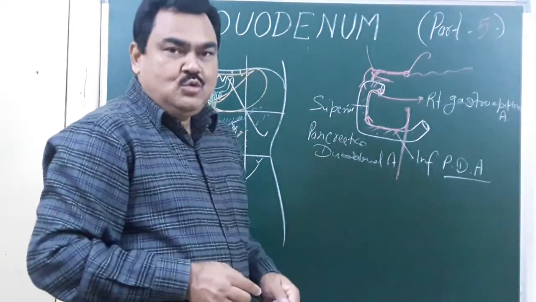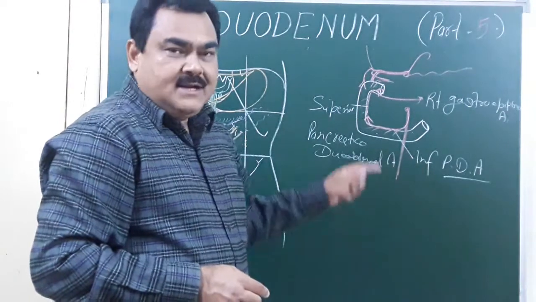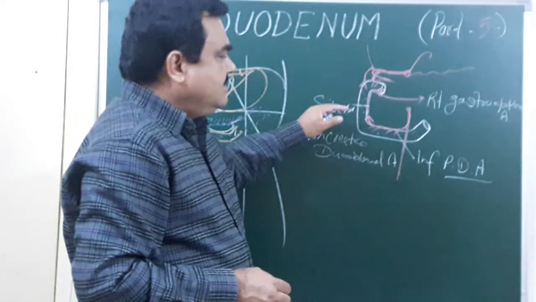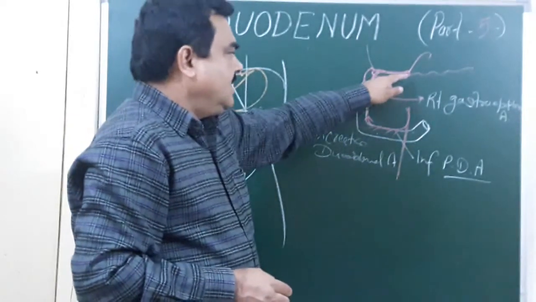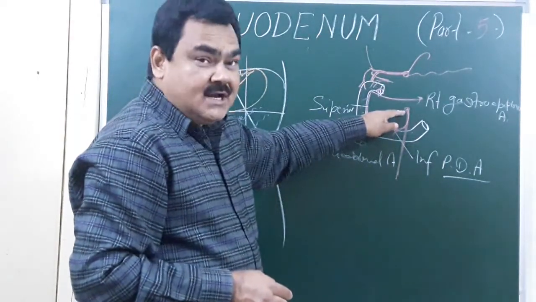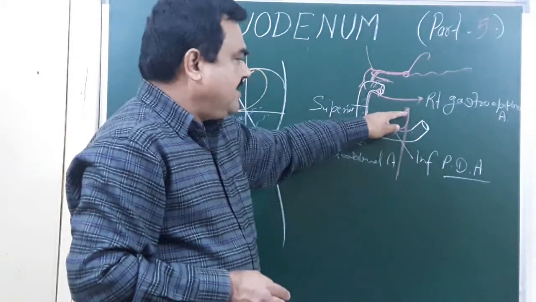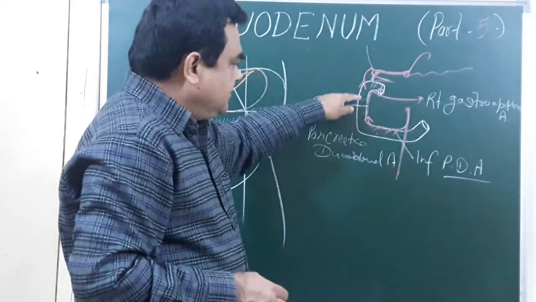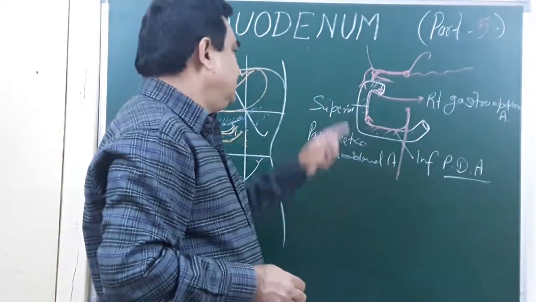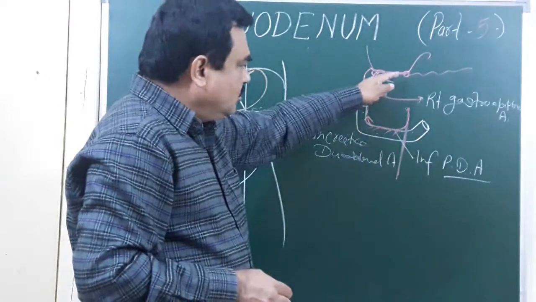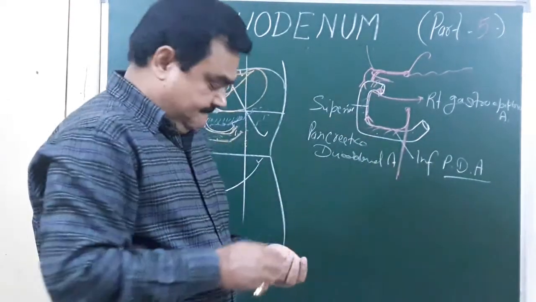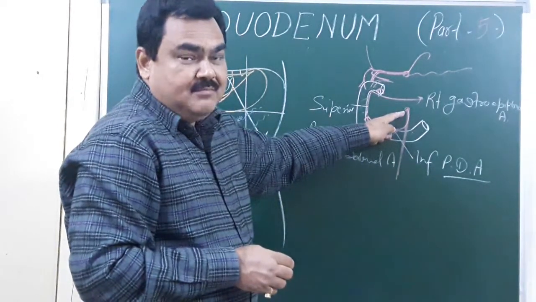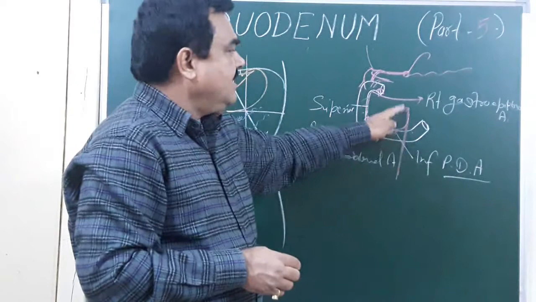The duodenum develops from two sources, that is foregut and midgut. That's why it is supplied by the artery of the foregut, the celiac trunk, and the artery of the midgut, the superior mesenteric artery. Each gives a branch here. So its arterial supply is by branches of both these arteries. The celiac trunk is the artery of the foregut, and the superior mesenteric artery is the artery of the midgut.